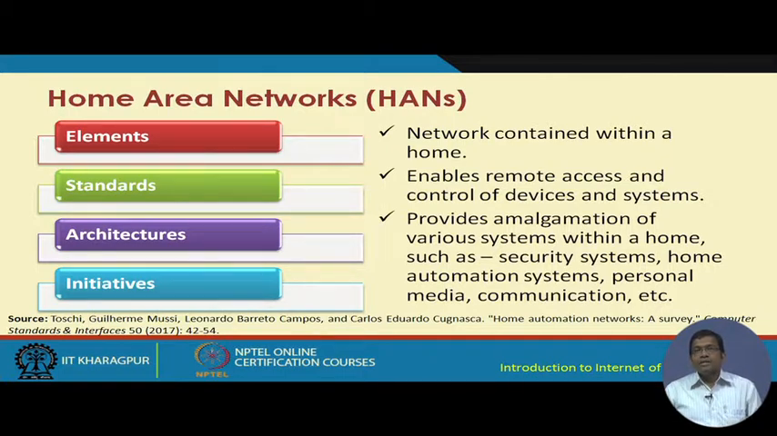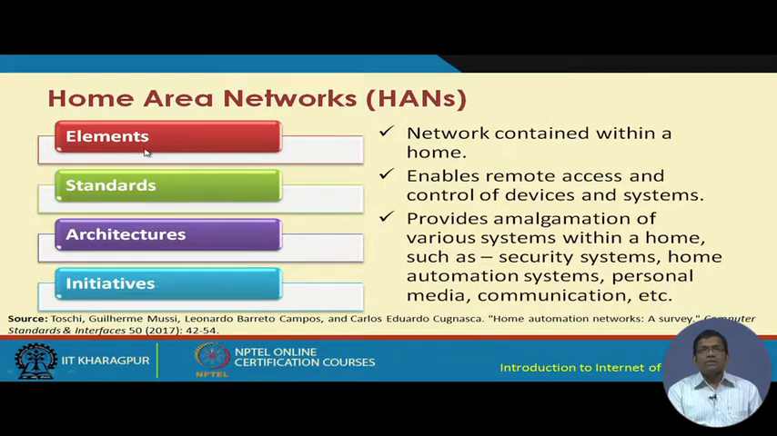So, personal area networks are too small, then the local area networks are much bigger, then we need something in between for use in smart homes, and this is known as the home area network. So, in the home area network, we have different components. We have these home area network elements, which we are going to talk about in more detail shortly.